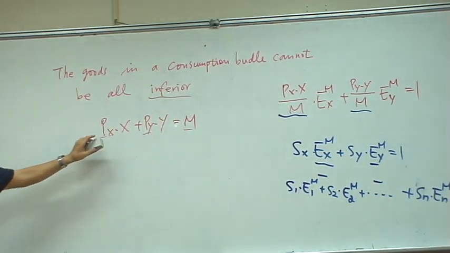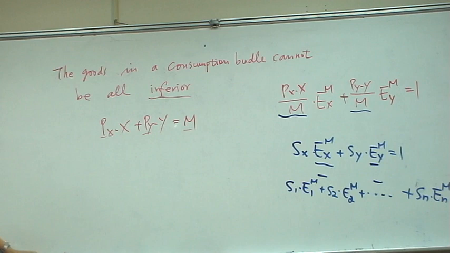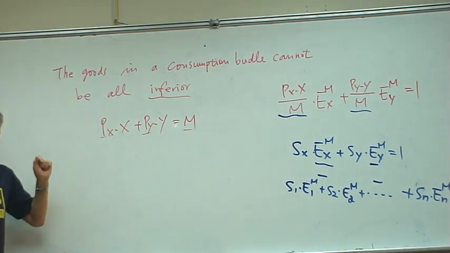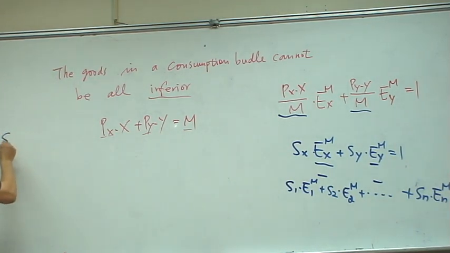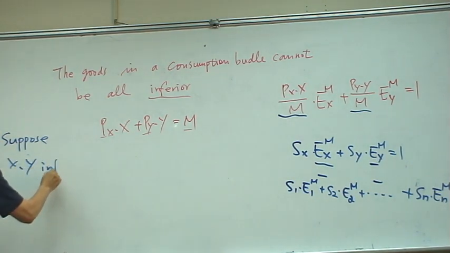Okay, this is the budget line. And we suppose all inferior. So it means x and y are inferior.